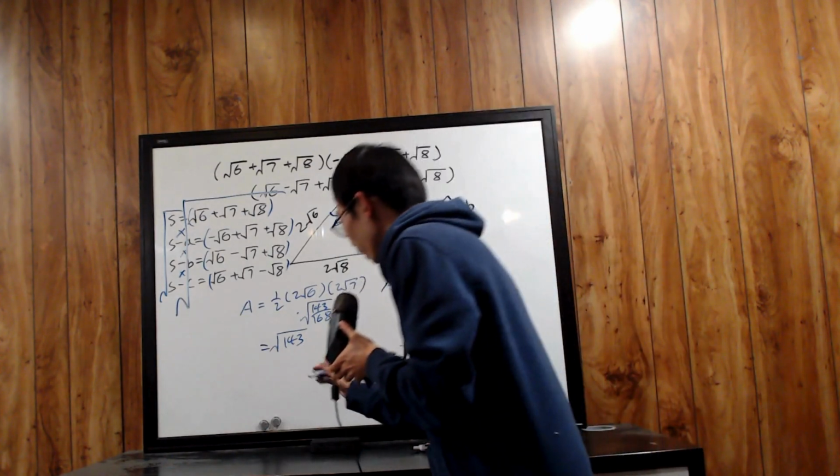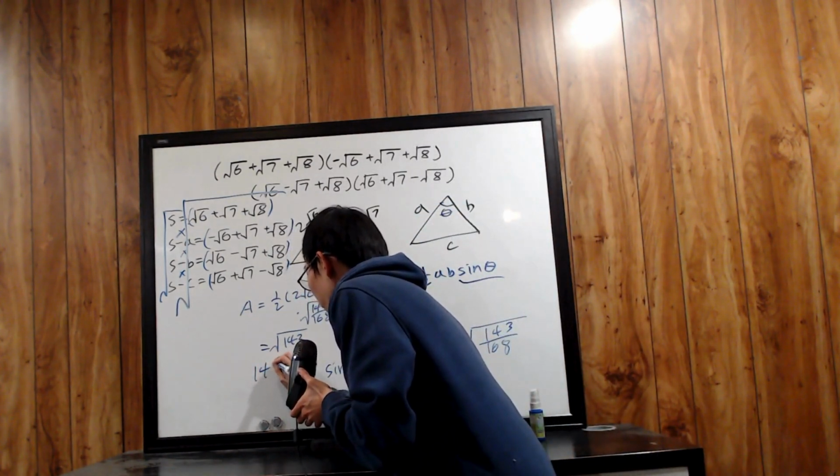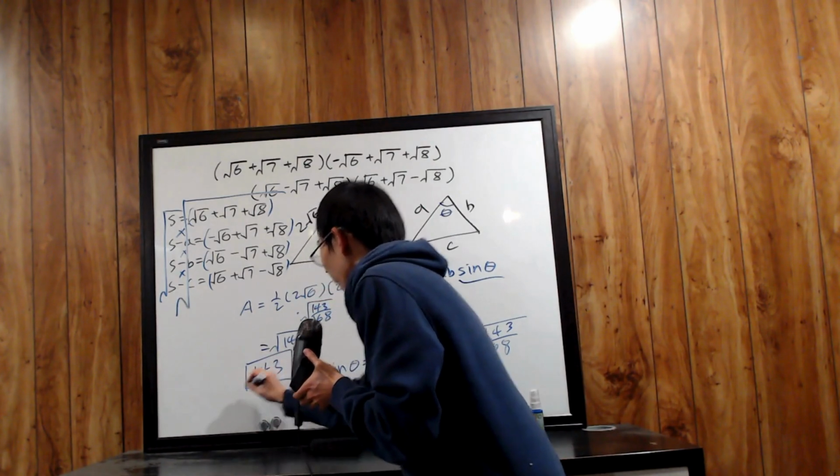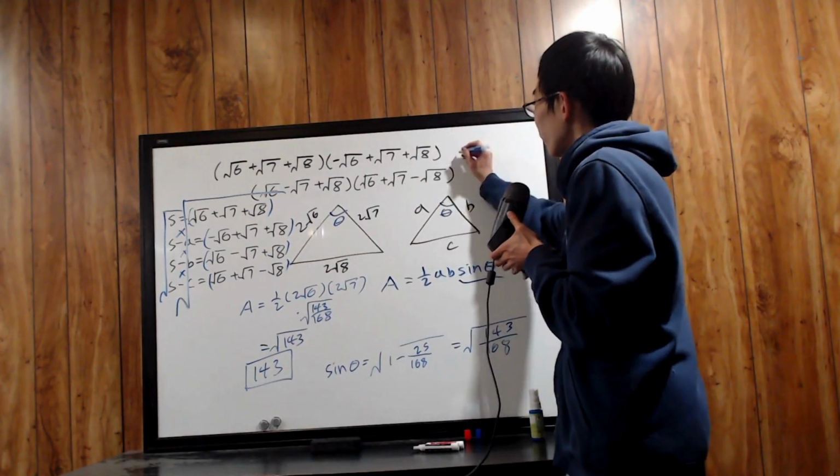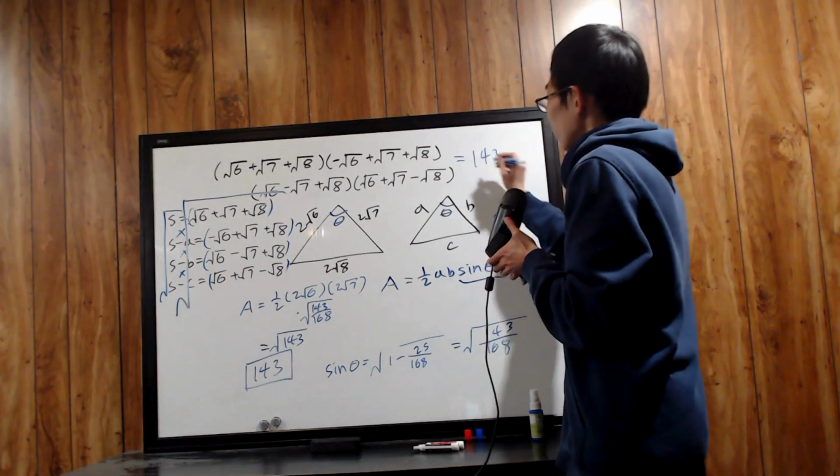When we square this, then this just becomes 143. And that is our answer. 143 is the value of this product.